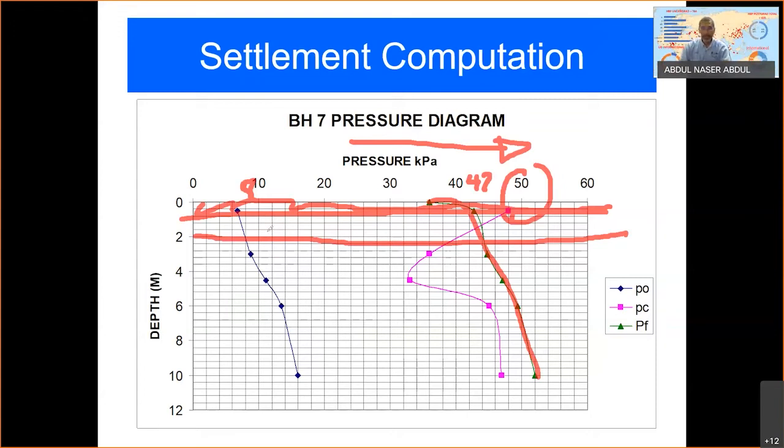And so that means there will be two sets of calculation. One is over consolidated, and the other one is pre-consolidated. Meaning you need two sets of analysis. So that's the difference. So that's how you decide what formula to use to estimate the settlement.